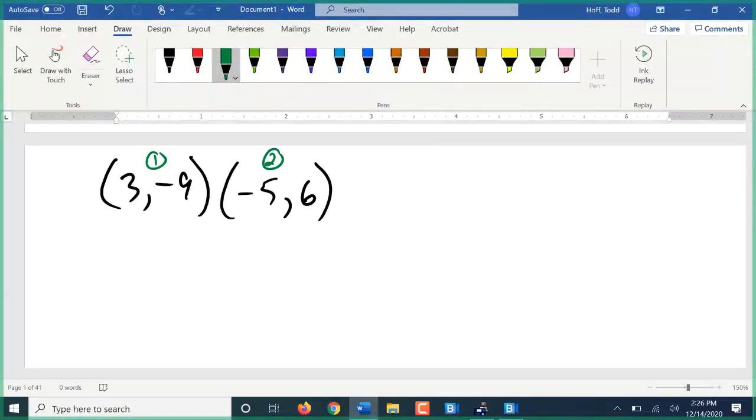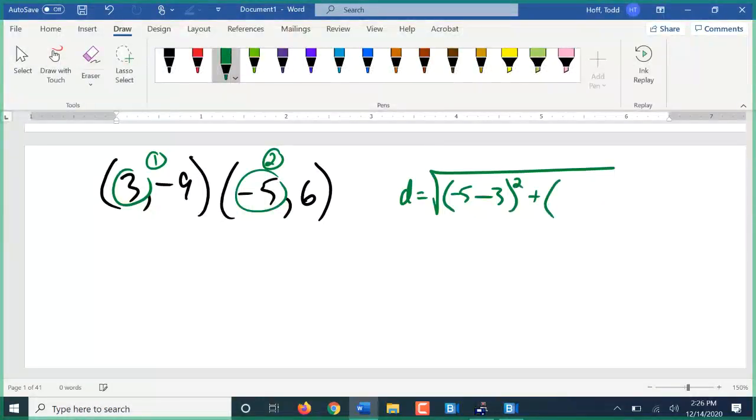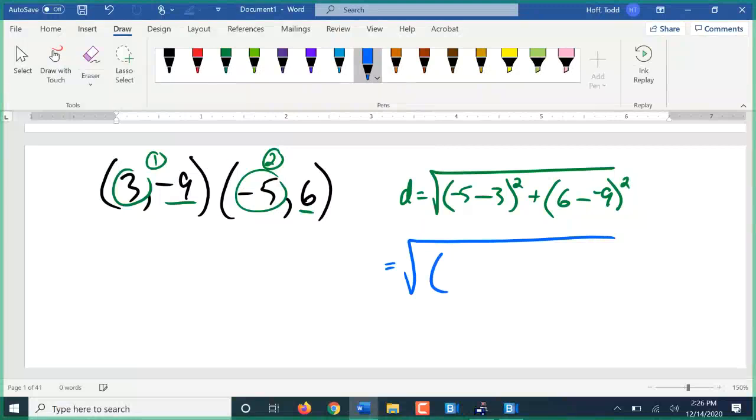Let's take a look and see how you're doing here. So if I label the points 1 and 2, the distance is the square root of x2 is negative 5 minus x1 is 3, so it's negative 5 minus 3 squared. Y2 is 6 minus y1 is negative 9, so it's 6 minus negative 9 squared. So negative 5 minus 3 is negative 5 plus a negative 3, which is negative 8 squared, plus 6 minus a negative 9 is 6 plus 9, which is 15 squared.